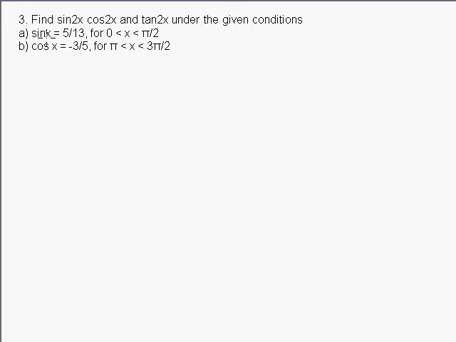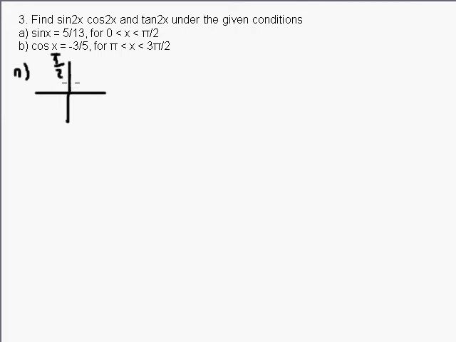So, sine x is equal to that for 0 is less than x, which is less than pi by 2. What does that mean? Well, I'll show you. So I'm doing question A right now. Now, what this means is that it is in the first quadrant. It is between 0 and pi by 2.